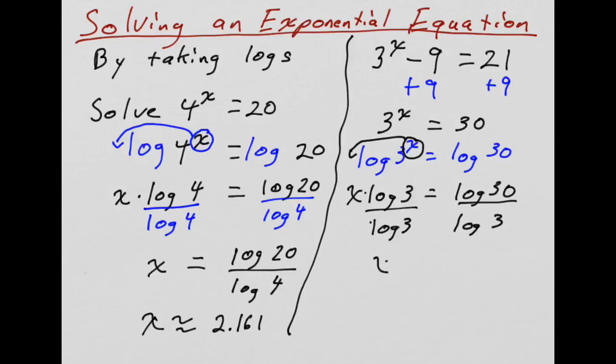That will give me x equals log 30 over log 3. And then when we use the calculator to get our answers for those logs, we'll get something around 3.0996.